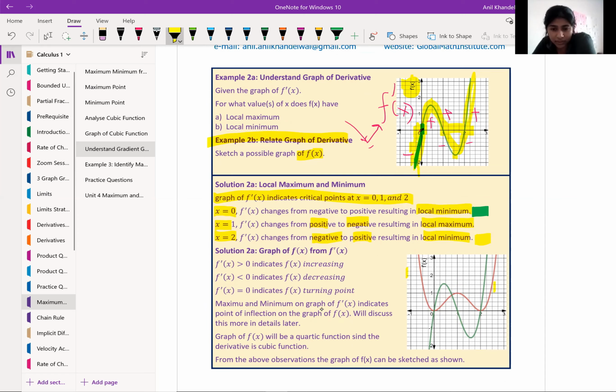Positive. So in this particular portion, correct? Do you see that in those particular portions we have a positive gradient? Increasing. The function is increasing. Do you see that the function is increasing, and then again the function is increasing? So that is how you have to see it. When the derivative is positive, the graph of the function will be increasing as shown here. When the derivative is negative, the function is decreasing.